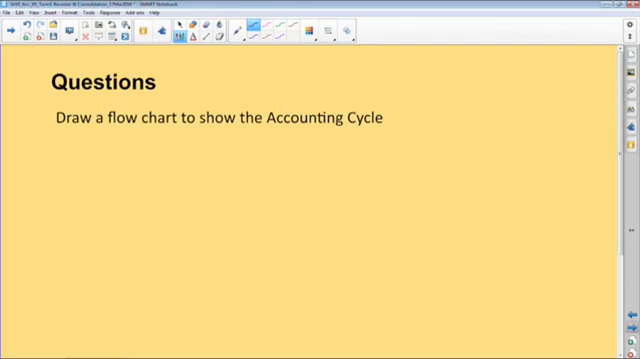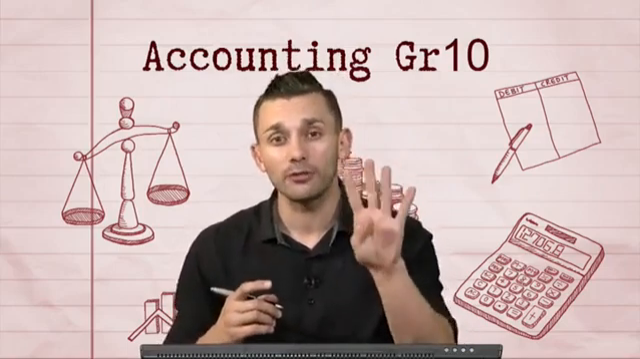Now, I have a short question for you. Let's see if you can remember. Draw a flow chart to show the accounting cycle. Now, grade 10s, all I want you to do is highlight the first big stages within the accounting cycle for me. I don't need any information. I just need to know what happens first, what happens after the first thing, second thing, third thing. Quickly draw it for me. I'm giving you a minute.